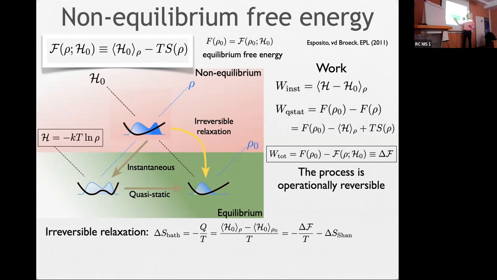If I do this, the entropy production is zero, and the work done to do this is precisely the difference of free energies. And this is the minimal work. So this is the optimal process, this one, if I want to do the minimal work or extract the maximal work.